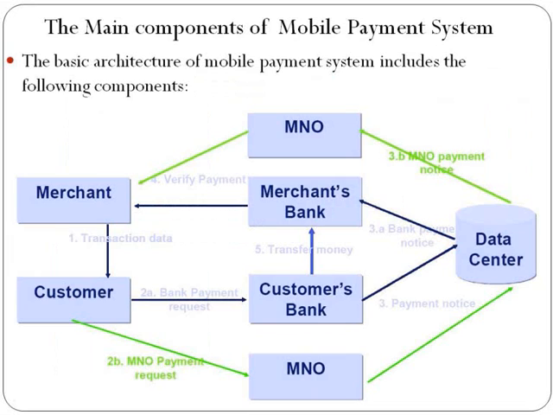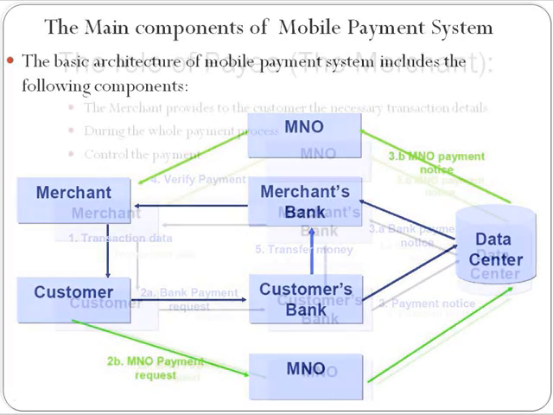We have five basic components in the architecture of a mobile payment system, which are the merchant, the buyer, the mobile network operator, the banks, and the final one is the data center.